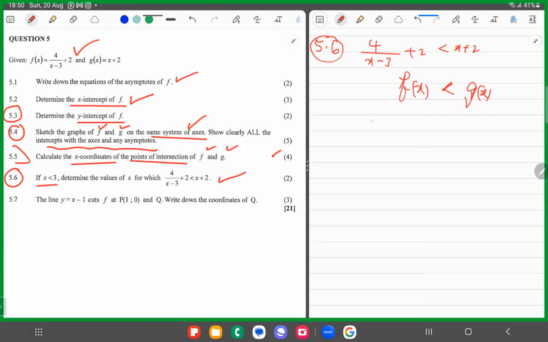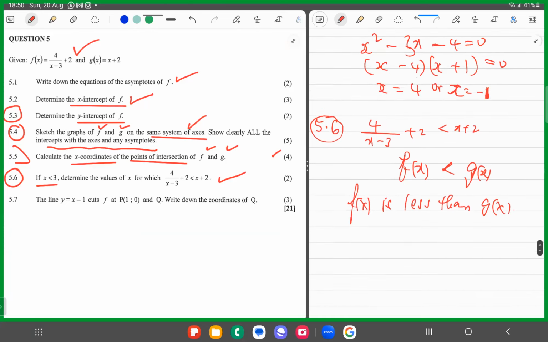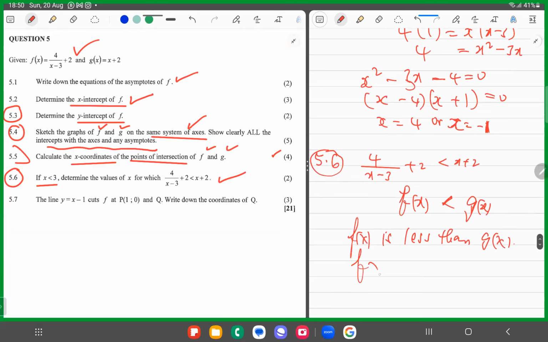What is the meaning of all this? It means that the function f is less than g of x. If f of x is less than g of x, what does it mean? Let's look at the graphs. So in other words, f of x is below g of x. Okay, so we're going to look at the graphs now and analyze this together. f of x is below g of x.